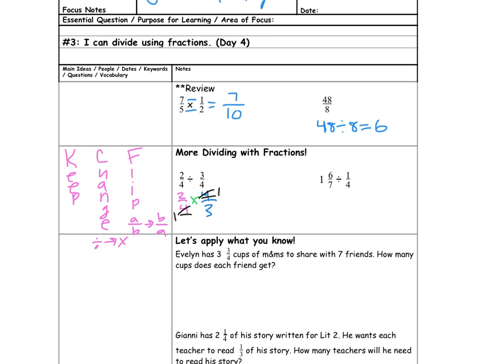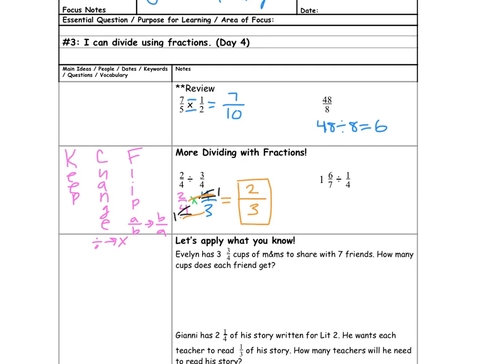So now let's multiply across. So we have 2 times 1. 2 times 1 is 2, and 1 times 3 is 3. Wow, we don't even have to reduce that one.